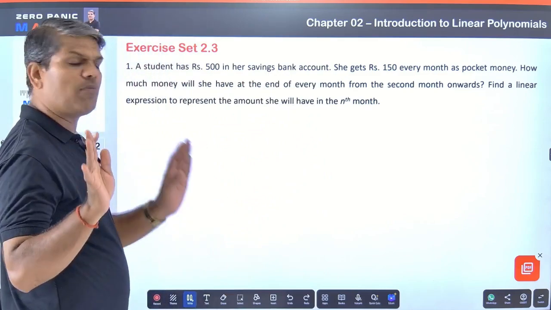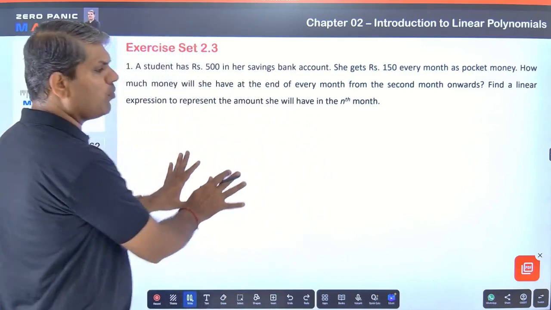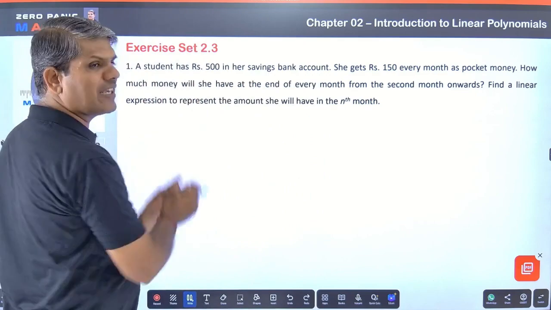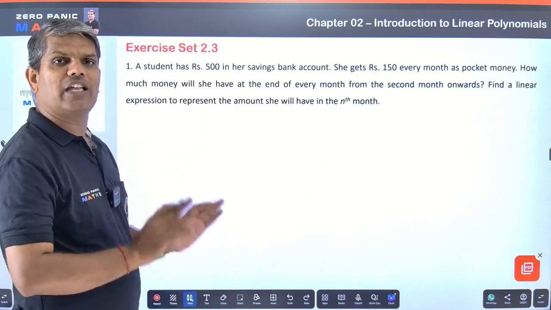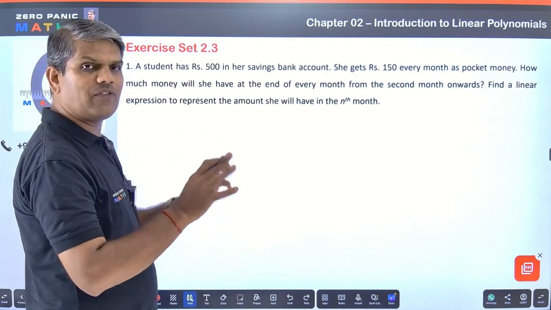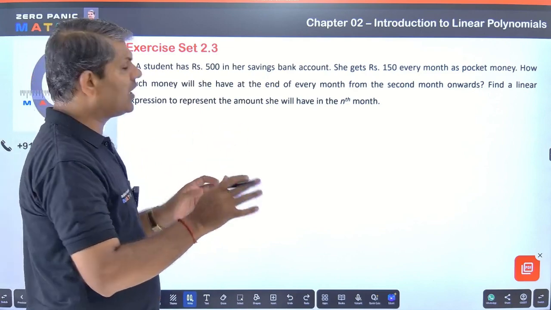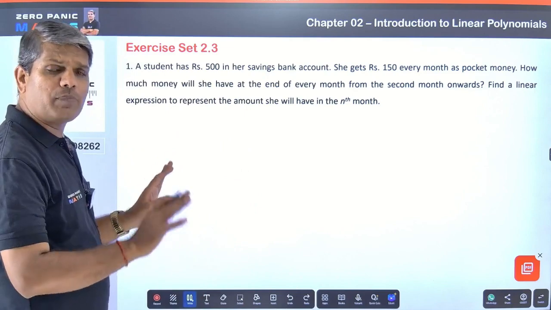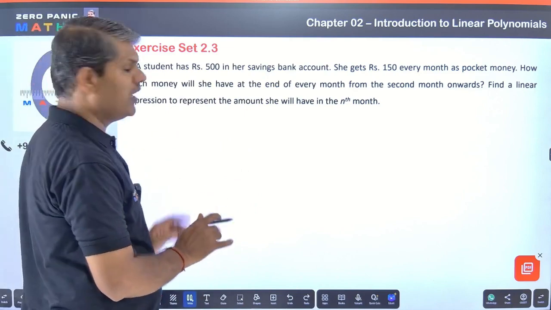Okay, so the initial amount is 500. This problem and all the problems in this exercise set are based on the linear pattern only. We need to identify the equation for the linear pattern and you will get the answer. All problems are similar in this exercise set.